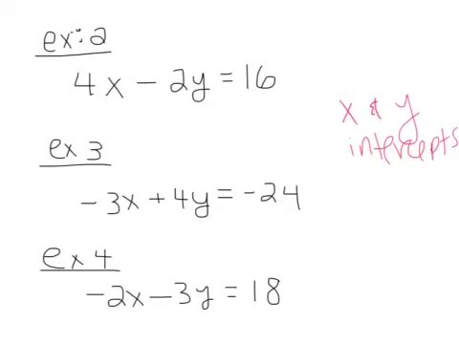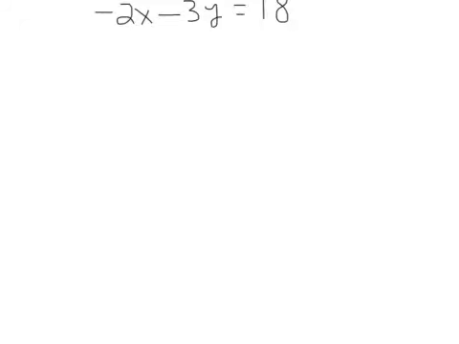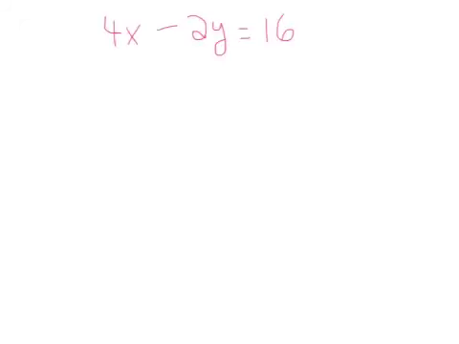Okay. So hopefully by now you've paused the video and you have tried all 3 examples in your notebook. So first, let's go over example 2. That said 4x minus 2y equals 16.